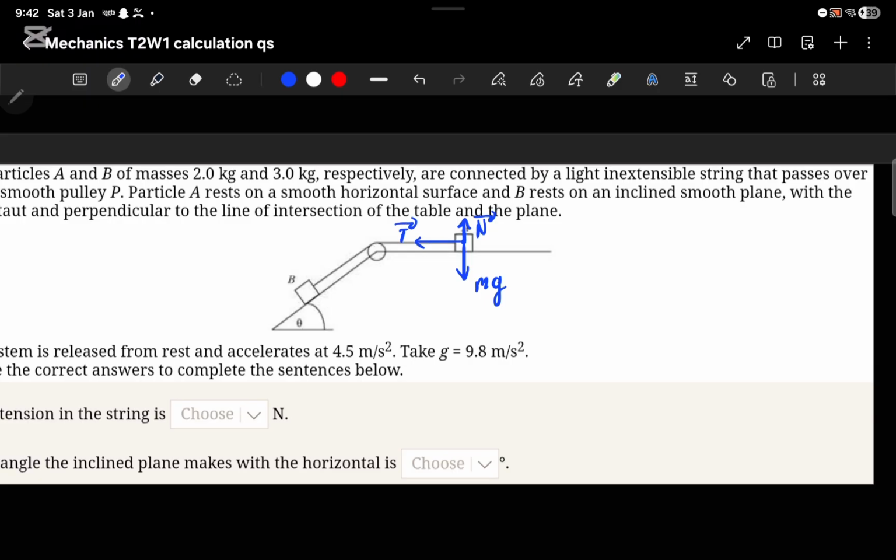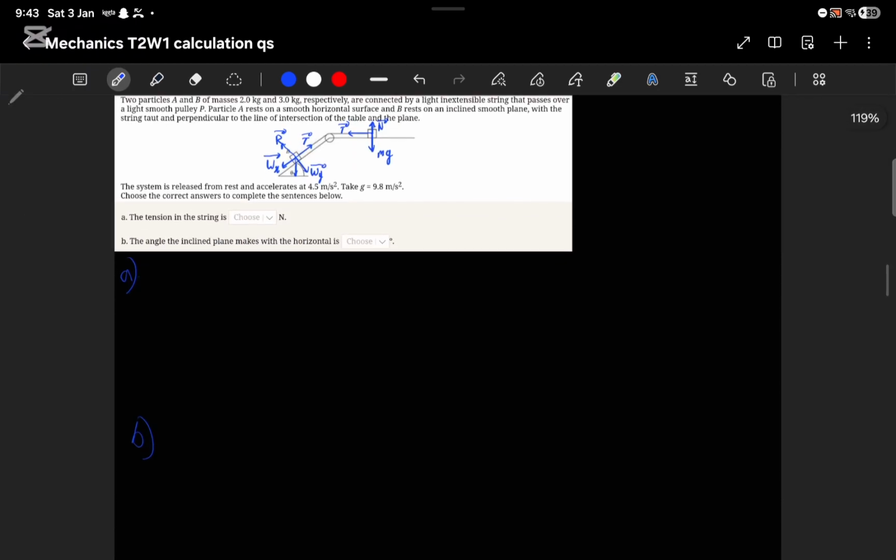Now B, where it gets a little bit more complicated: you have the weight going downwards. Let's just resolve it into its components. You have here Wy, right? You have the reaction force. You have the tension. And you have the x component of the weight. All right, perfect. So this is our drawing, right? It's very easy so far.